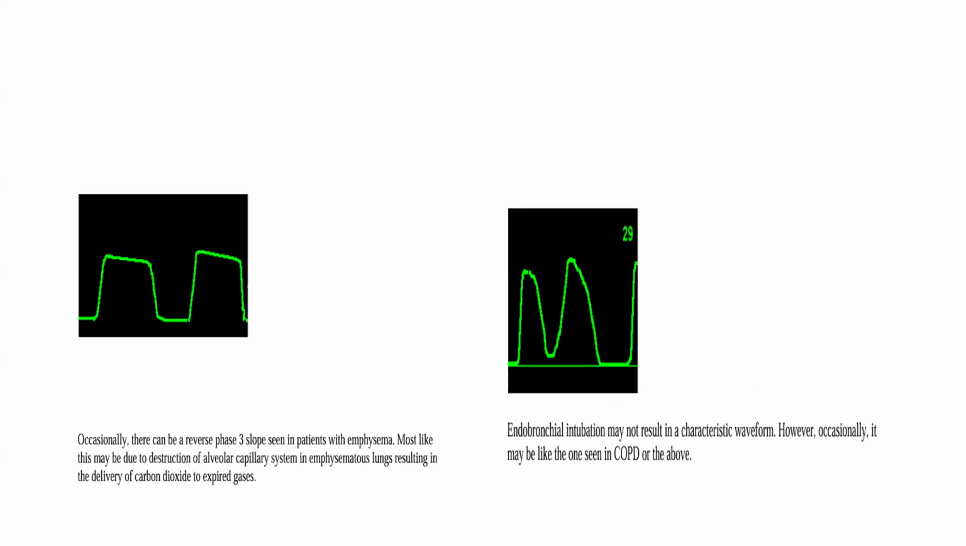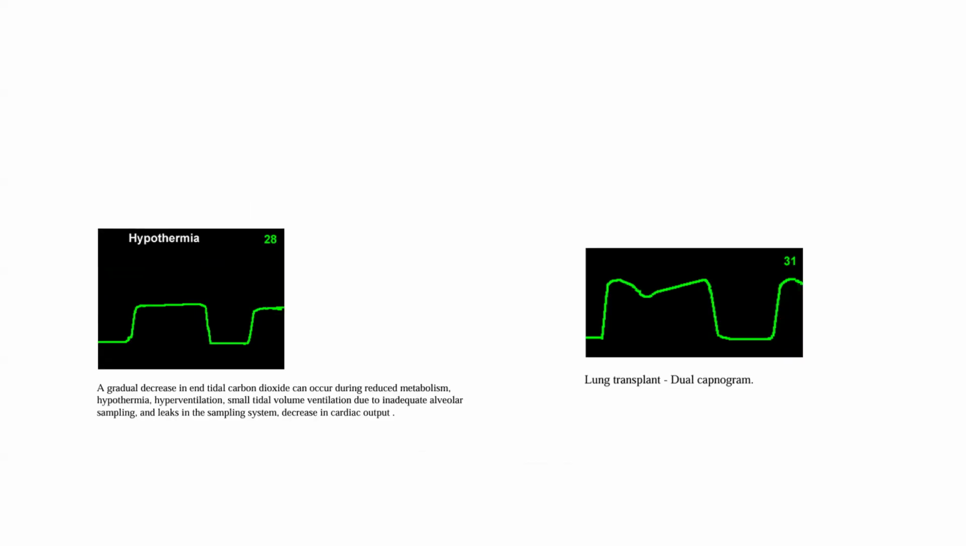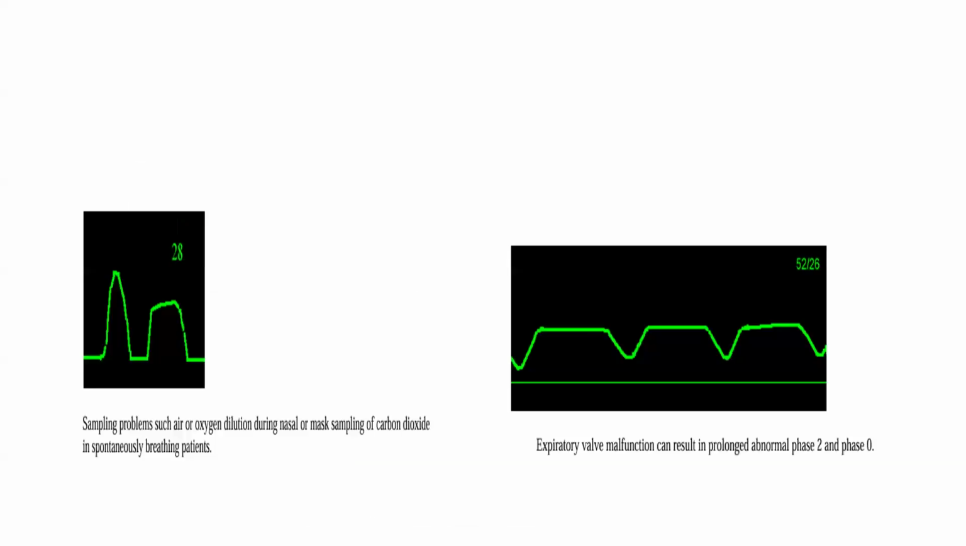Now, occasionally there can be a reversal of the phase 3 slope, seen in patients with emphysema. Now, this is the endotracheal intubation. Endobronchial intubation may not result in a characteristic wave. A gradual decrease in end-tidal carbon dioxide can occur with reduced metabolism, that is hypothermia, and hyperventilation. Now, the lung transplant, that is a dual capnograph. A split sampling tube can result in a bifid capnograph. Cardiogenic oscillation ripple effect is seen during low frequency ventilation. Sampling problems such as air and oxygen dilution during nasal and mask sampling of CO2 in a spontaneously breathing patient will look like this.